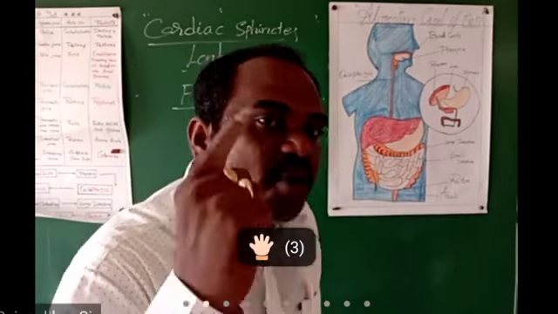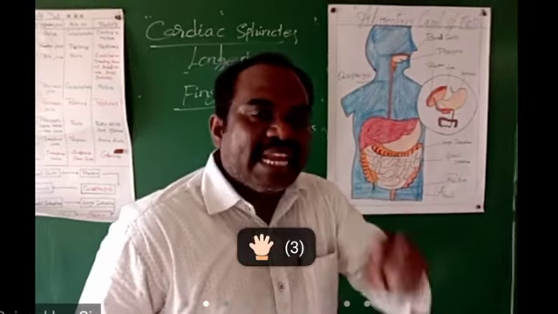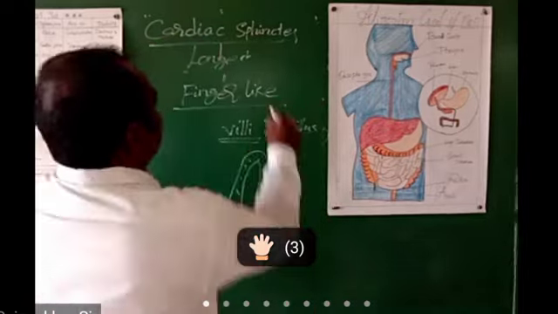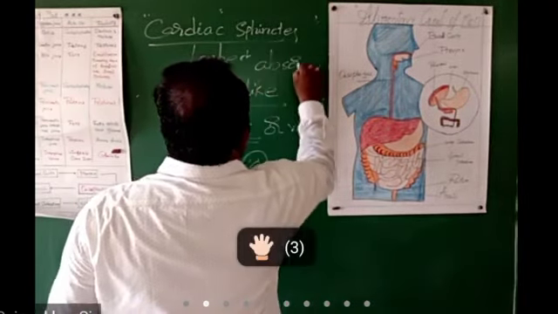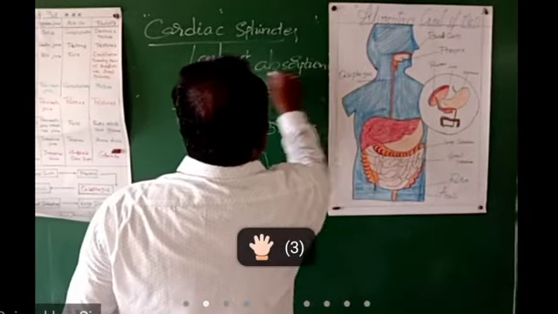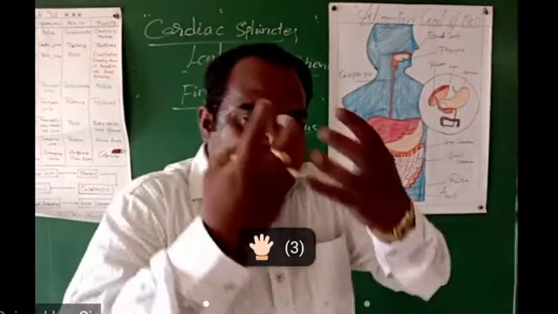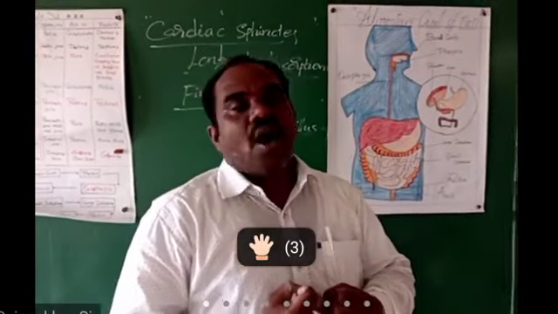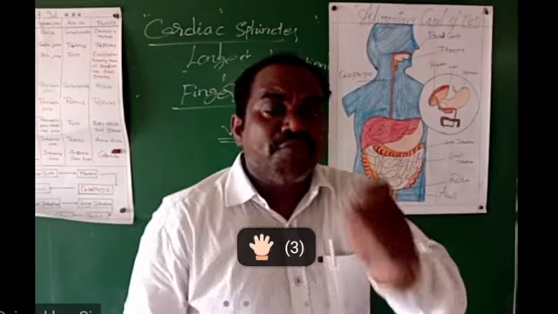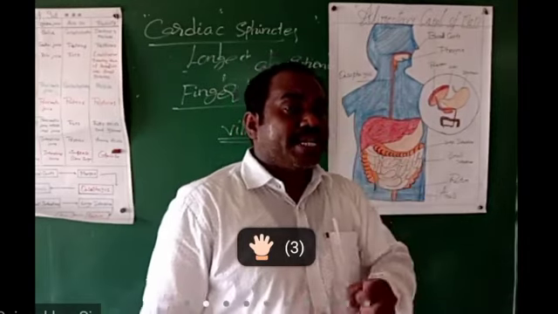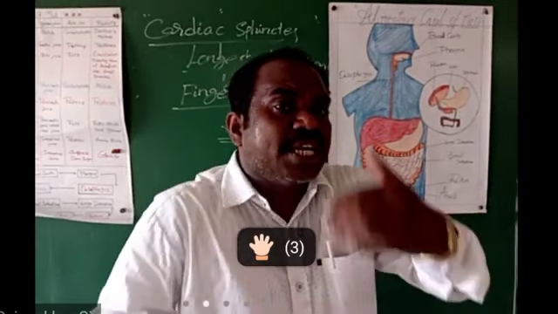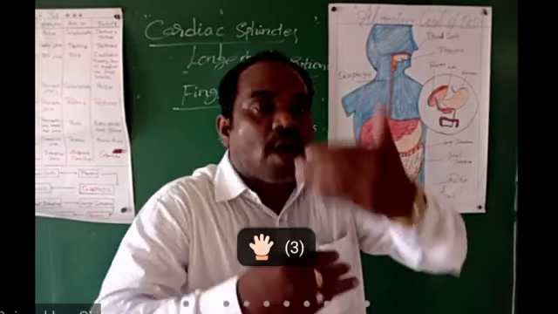What is the function of villi? Villi: absorption of the food materials. Very, very important, students. Villi help increase the surface area of absorption.